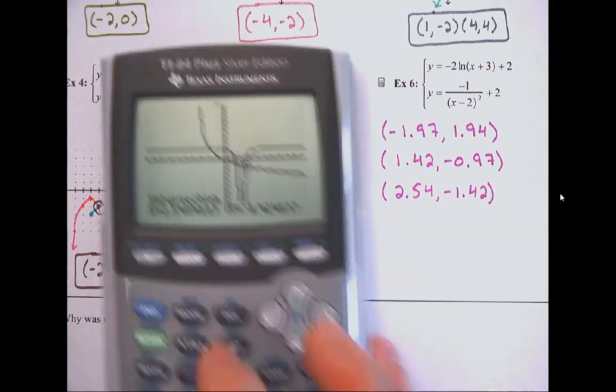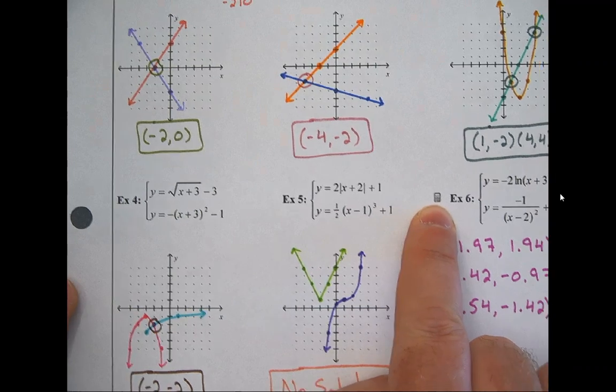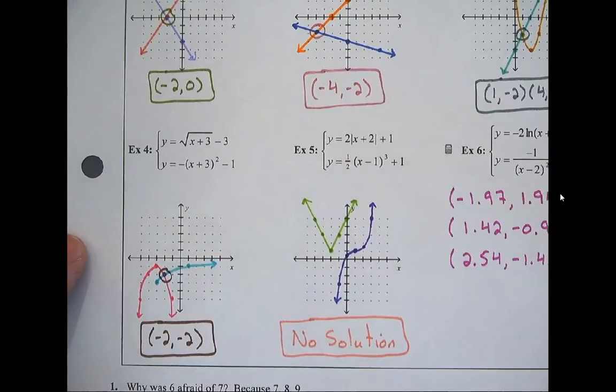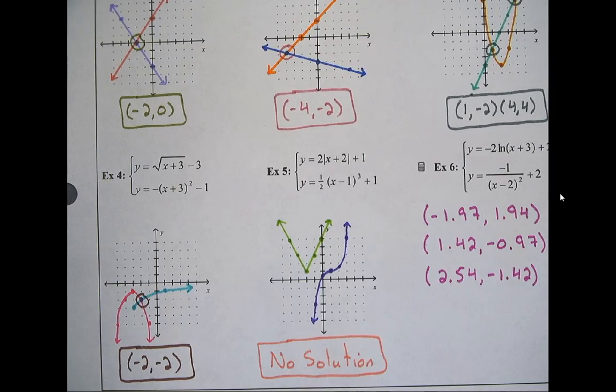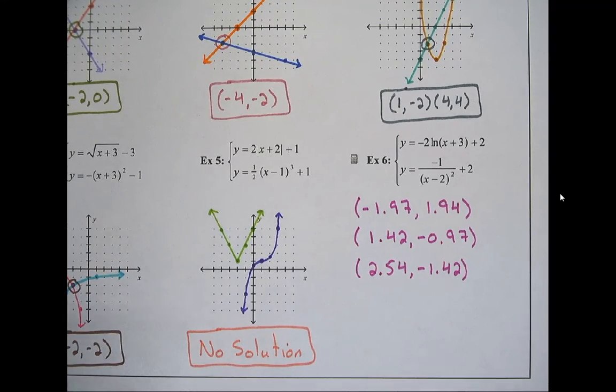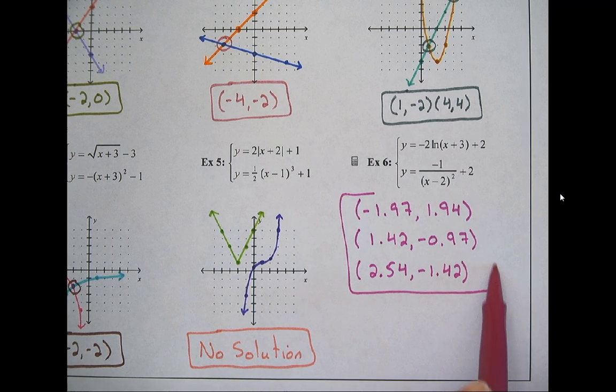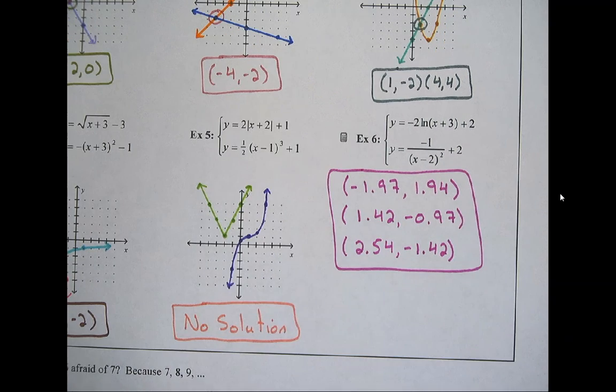So if you can graph without a calc, in other words, if you don't get this little symbol next to the problem, you should be able to graph that by hand. So on the test, I'm going to give you sections that are calc and non-calc. If you get this little symbol, you can use your calculator. Otherwise, you should be able to do it by hand. Let me box this in. All right, folks, good luck.